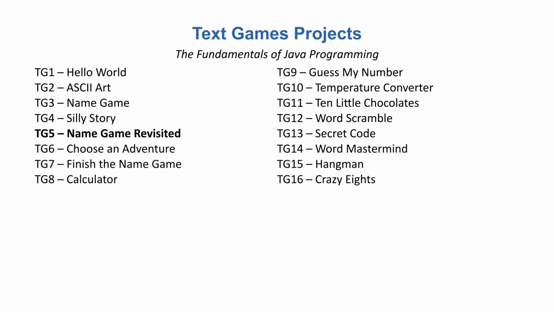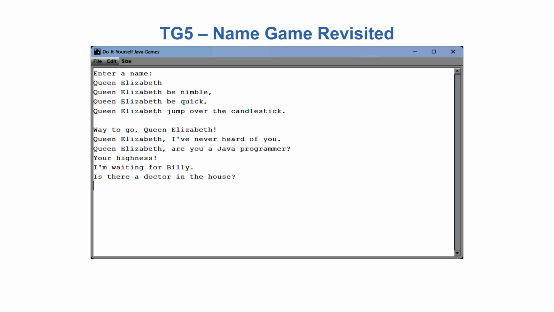We're currently working on the 5th project, TG5, Name Game Revisited. In this project, we'll add more functionality to the name game we created in TG5.1. We'll ask for a name and print different responses based on a given name, as shown here.